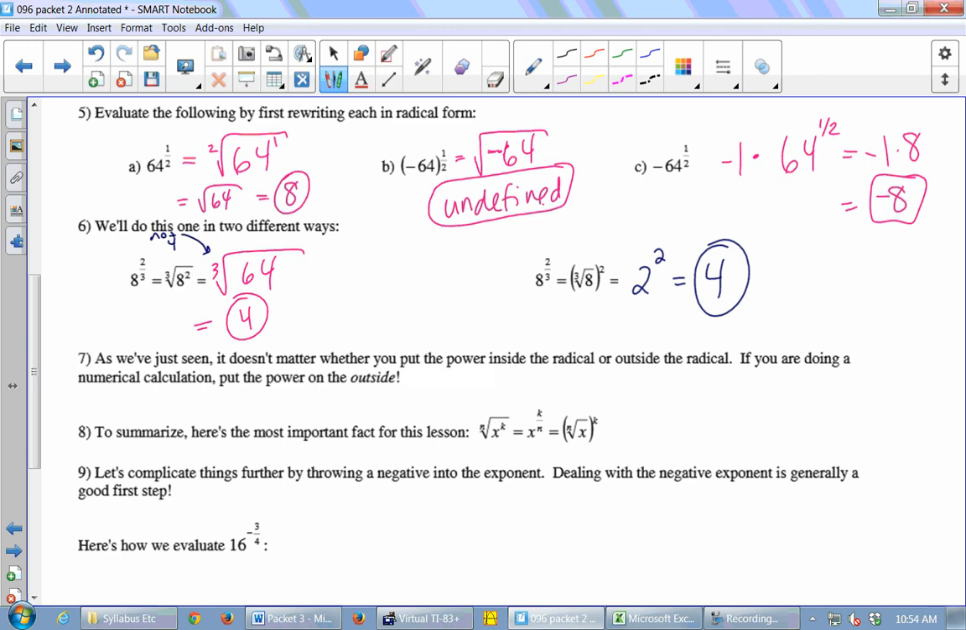Okay. So it doesn't matter whether you put the power inside the radical or outside the radical. You can't do it wrong. If you're doing a numerical calculation, it's often easier to take the root first because taking roots of numbers is hard, and we know some of the small ones in our head. But it doesn't matter.